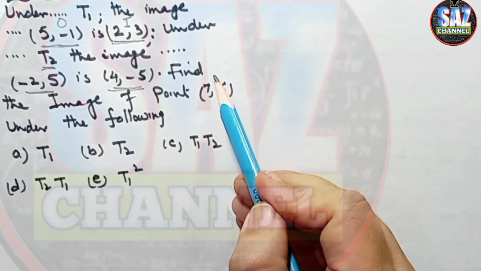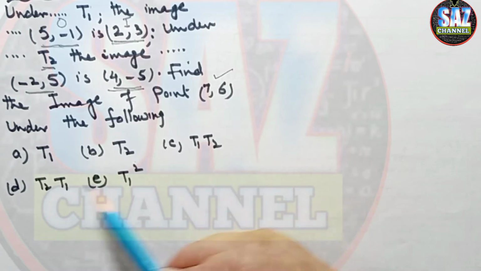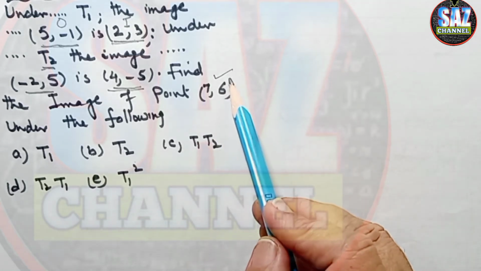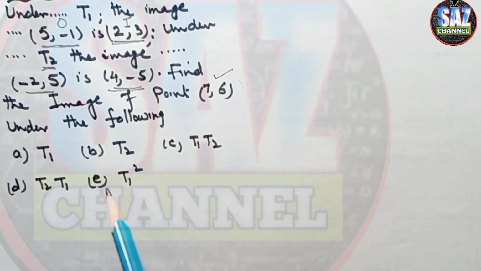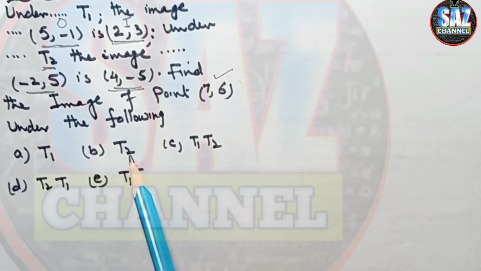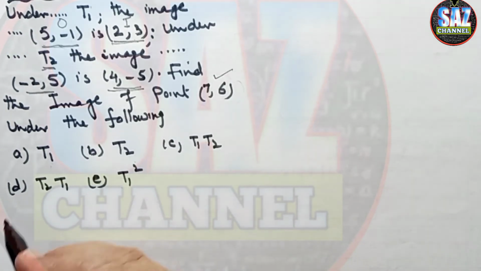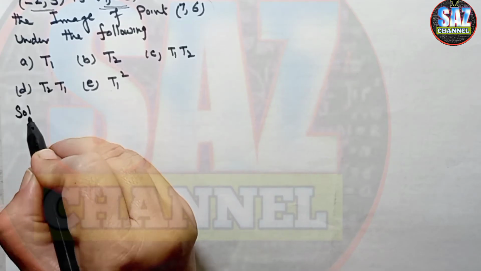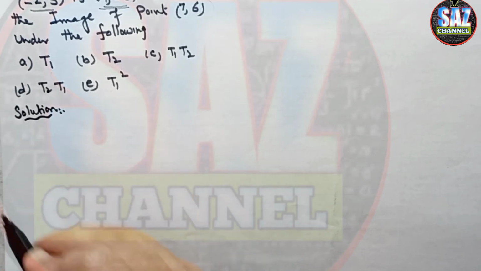Find the image of the point 7 and 6 under the following: T1, T2, T1 T2 and T2 T1 and T1 square. So first of all, in order to find the image of this point under all these conditions, because every part involves either the translation vector T1 or T2, it's important to calculate the translation vectors first. So recall my previous lesson in which I gave you the idea that how to find the translation vector.